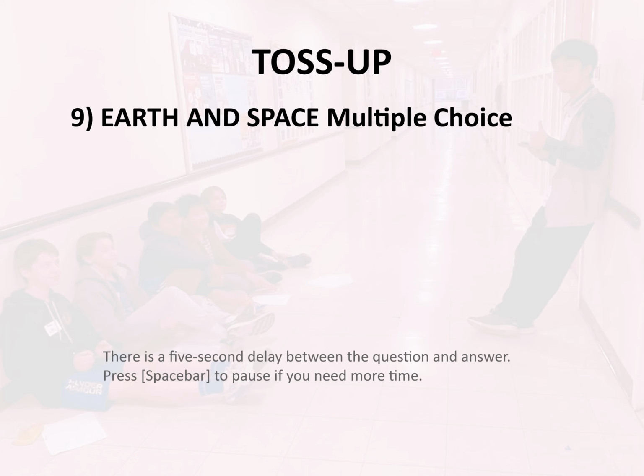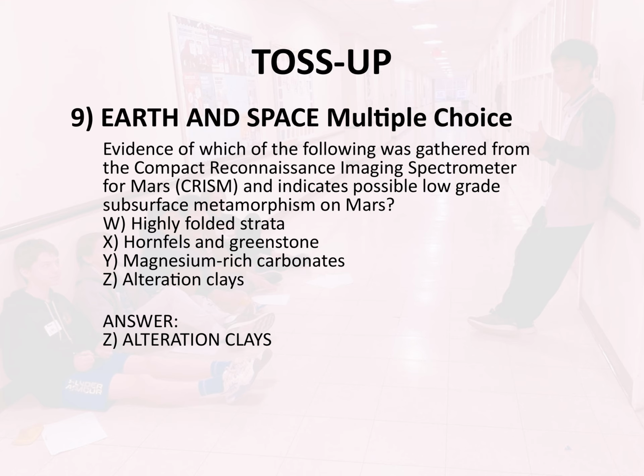Toss-up 9. Earth and space multiple choice. Evidence of which of the following was gathered from the Compact Reconnaissance Imaging Spectrometer for Mars and indicates possible low-grade subsurface metamorphism on Mars? W. Highly folded strata. 10. Hornfels and greenstone. Y. Magnesium-rich carbonates. Z. Alteration clays. Answer. Z. Alteration clays.